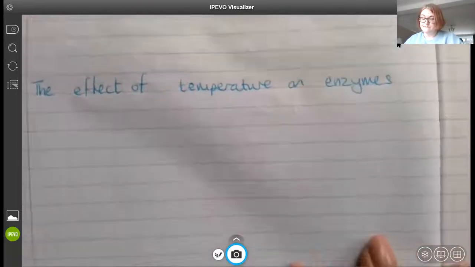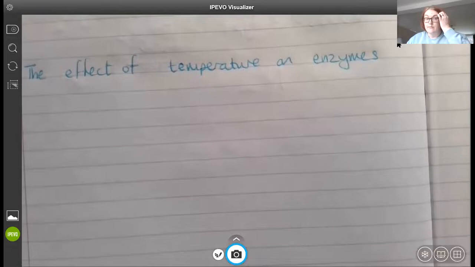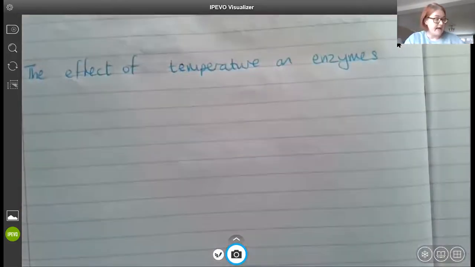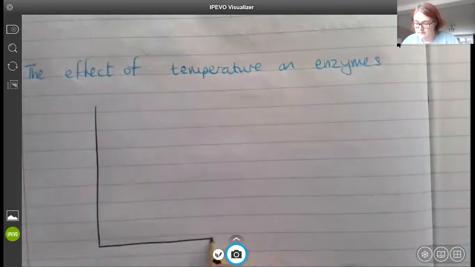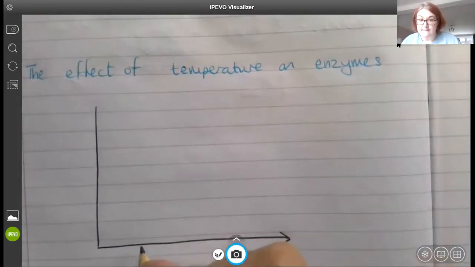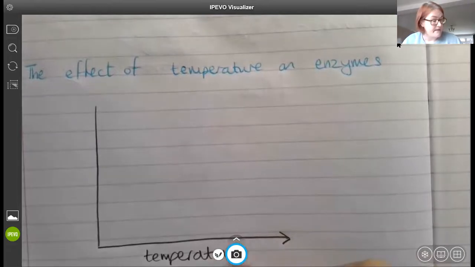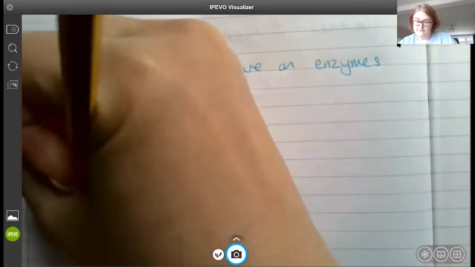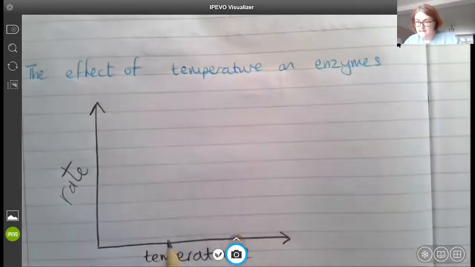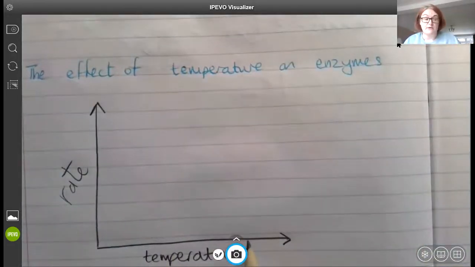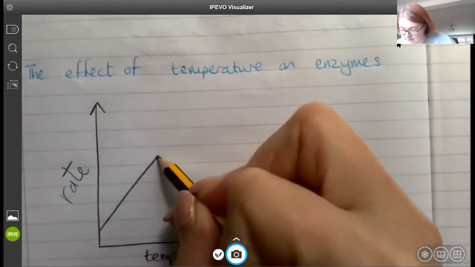So if we've got an enzyme and we heat it up, what effect would the temperature have on it? So I'm going to sketch a quick graph. I'm going to have increasing temperature along the bottom, and then up the side, just the rate, so how quick the reaction takes place. So we've got the rate increasing and we've got temperature increasing. And we get this sort of pattern.